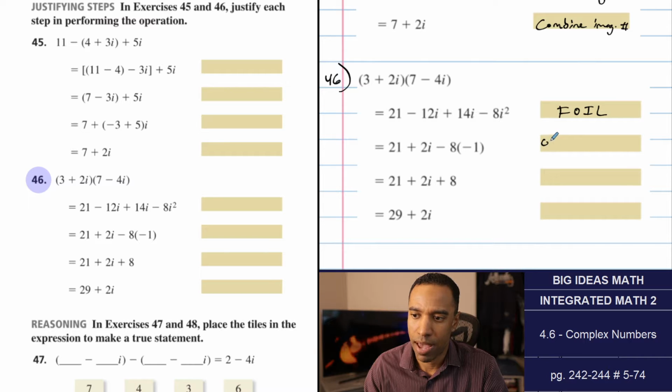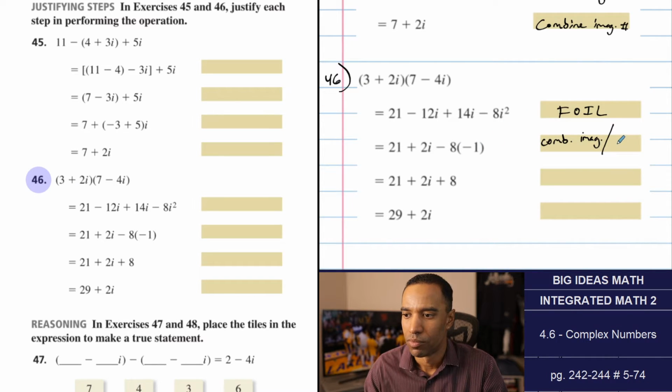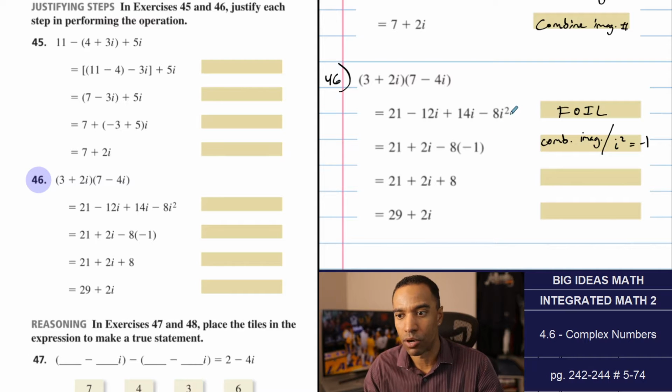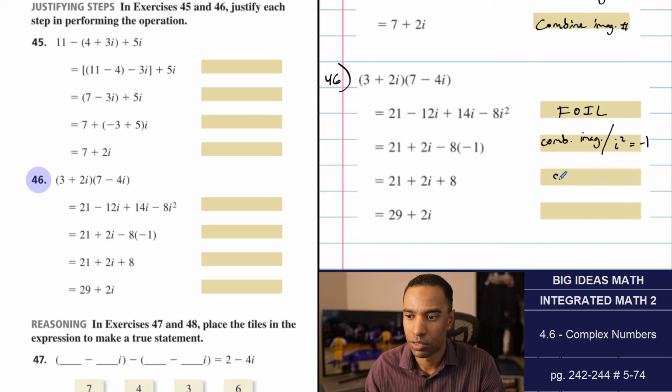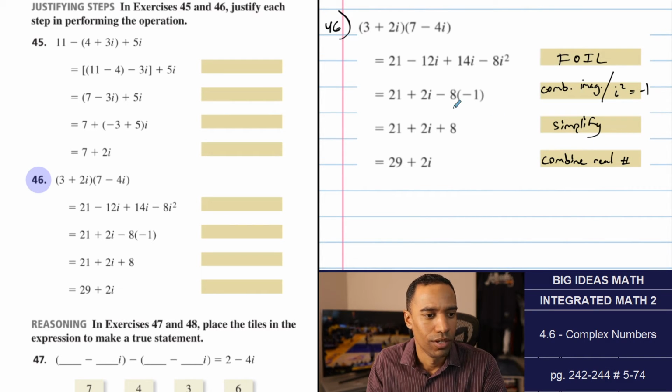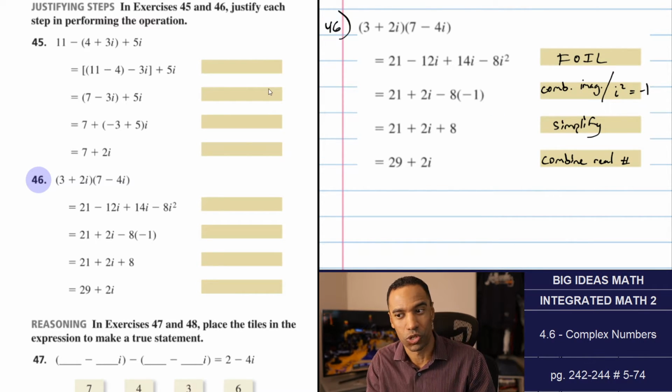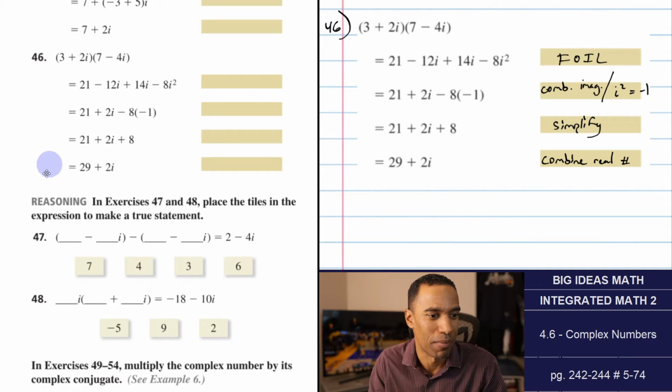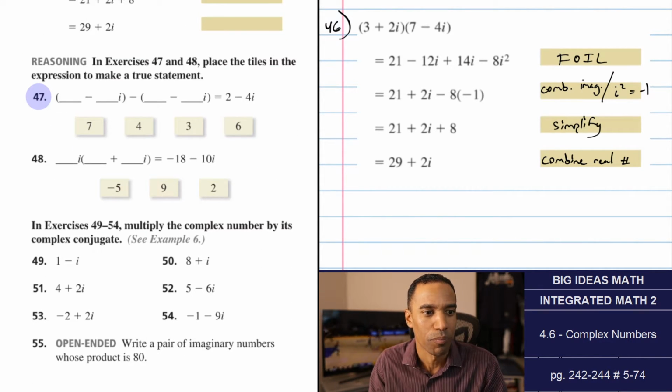Then they combined imaginaries. Combine imaginary. They also turn i squared into negative 1. We made it real. Simplify. Negative 8 times negative 1. And then also more simplify. We combine like terms. Combine real. 21 plus 8. Whew, kind of glad I'm off those problems. I don't know if those descriptions are best. Obviously, an answer key might say something much better because it's what they expected, but it'll work for me.